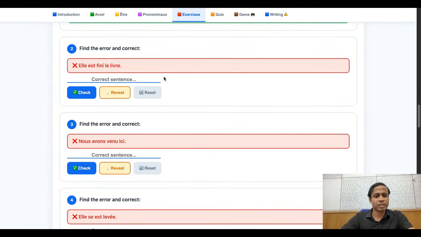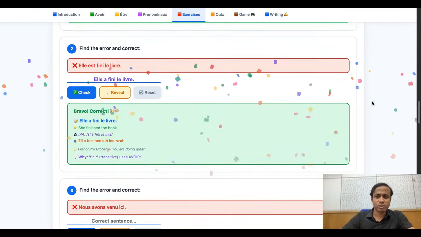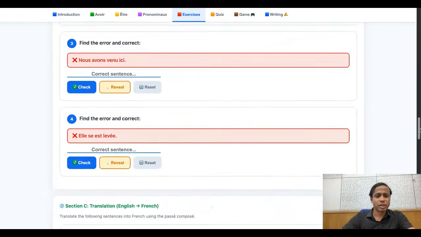Now question number 2. Find the error and correct. Elle finit le livre. What is your answer? Here fini is the verb finir, and that is not in the list of 17 verbs. So here you have to use avoir. So elle a fini le livre. Why do we have to use avoir? Because finir is not in the list of 17 verbs. Now this is right.